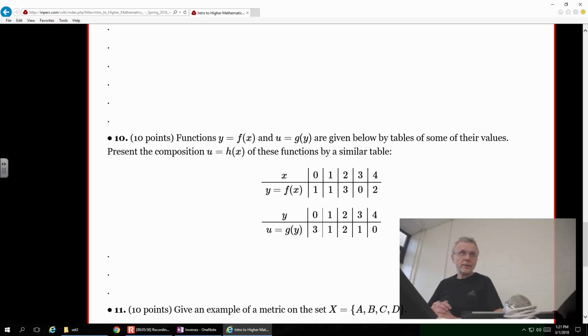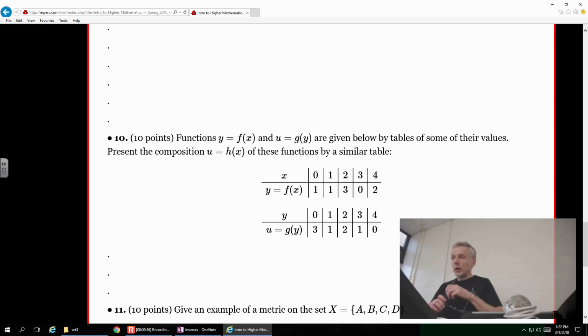How do you know? Well, the assumption here is that it is f followed by g, even though it's not explained. So how did you get from 0 to 1? y equals 1 when x equals 0? That's right. So you go from x equals 0 to y equals 1 in the first table. Then you find that 1 in the first row of the second table, and then go down once again to u, and that's how you get 1.